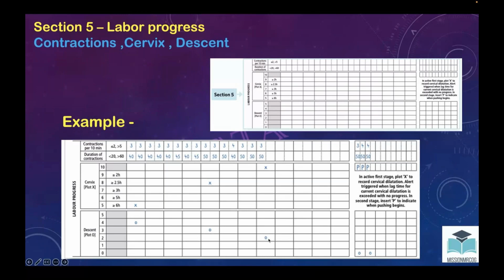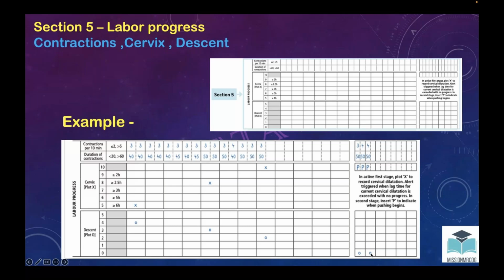So head is descending well. Apart from this, after that they have done PV here. But obviously, in the second stage of labor, the head has fully descended, so it is the same. Okay, so this is the descent of the head.